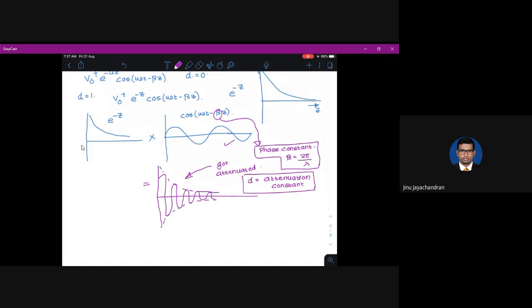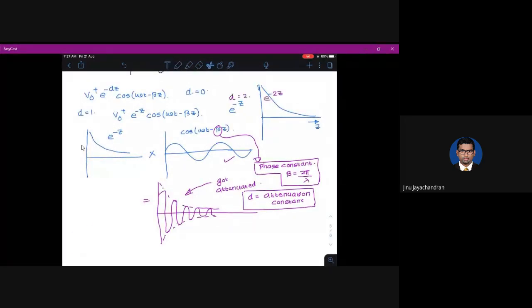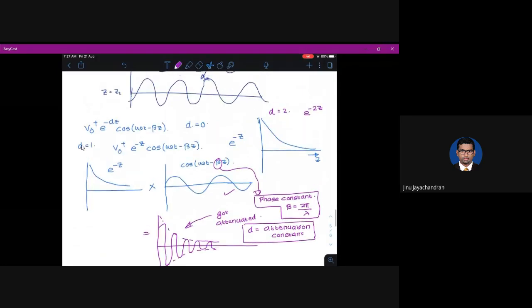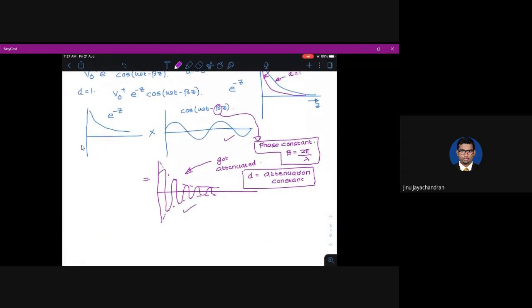So here, when you took alpha equal to 1, you had some kind of an attenuation. If I took alpha equal to 2, this is e raised to minus 2z, so your graph will be more attenuated. That means it will be e raised to minus alpha z, and your graph will be something like this. This is for alpha equal to 1 and this is for alpha equal to 2. So here it will be more and more attenuated.